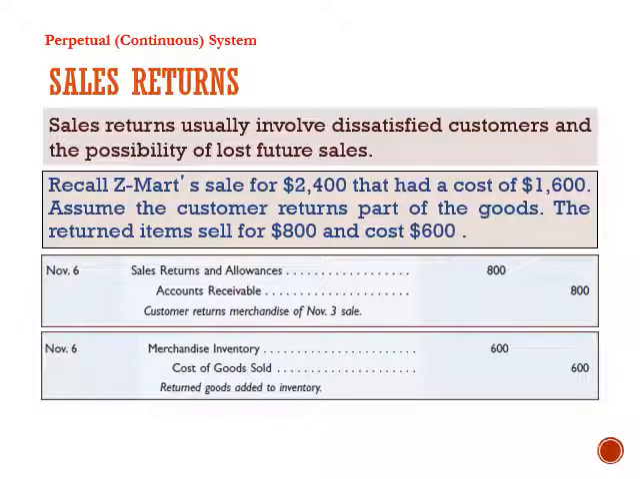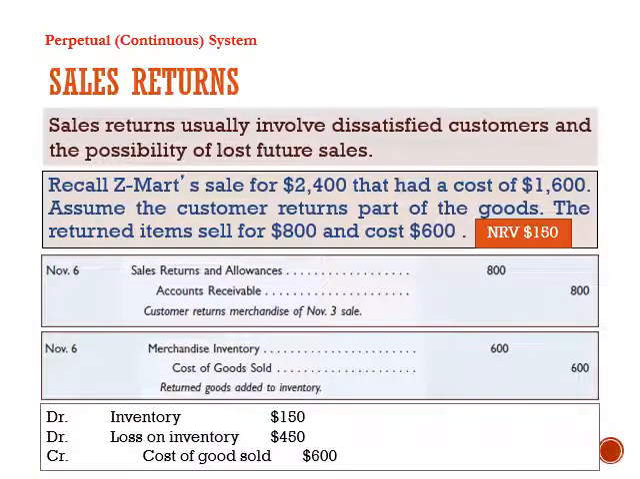However, if the goods returned are defective, the returned inventory is recorded at its estimated value, not its cost. Say for example that the goods costing $600 returned to Zmart are defective and estimated to be worth $150. We shall debit inventory for $150 because that is the value that can be realized. Debit loss on inventory $450 for the loss in value of the inventory due to the defect, and credit cost of goods sold for $600 to take the amount out of the expense account now that the goods have been returned.